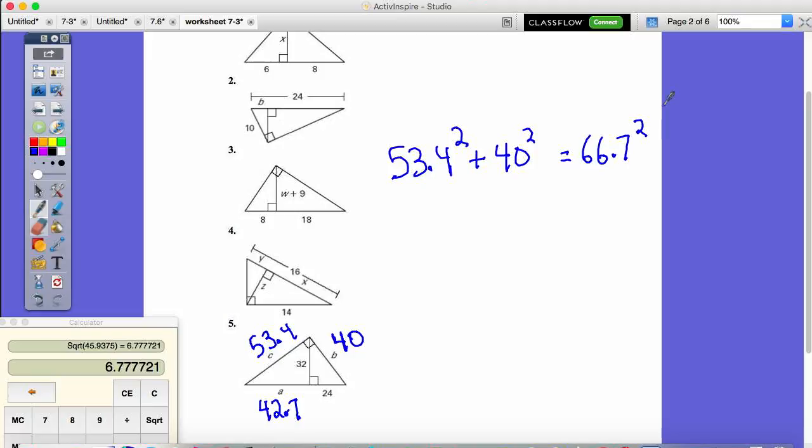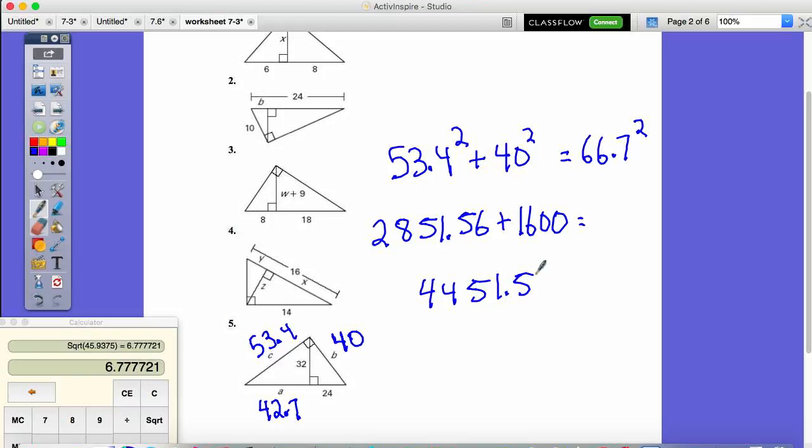squared. So I'm going to do 53.4 times 53.4 is 2,851.56 plus 1,600 equals 4,451.56. I'm going to take the square root of that, and I get 66.72, so that's certainly a 66.7. I've checked, and my problem works.